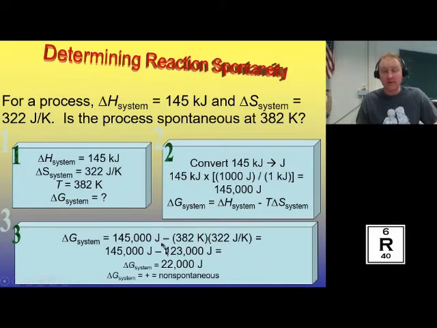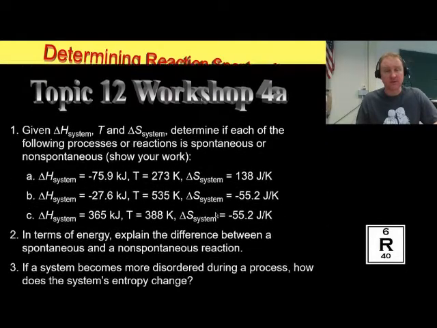Now we multiply these two together, and I got 123,000 joules. So 143,000 joules minus 123,000 joules comes up to 22,000 joules. Now, because this is a positive number, this is non-spontaneous, meaning we would have to put energy into this system for whatever reaction it is to occur. So let's take a look at some practice problems.